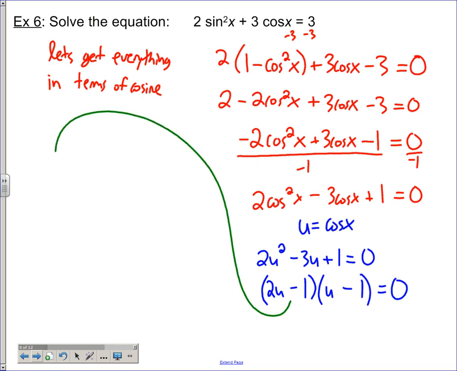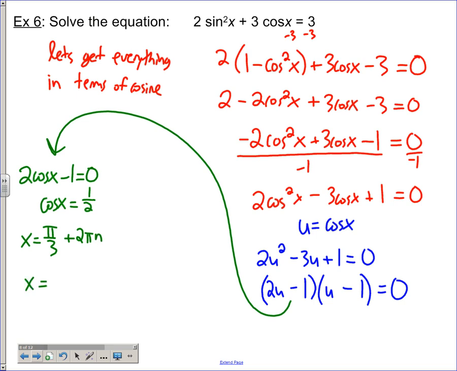I'm going to draw my work over to here. So the first one is 2 cosine x minus 1 equals 0. Cosine of x is equal to positive 1/2. And that would give us x equals pi over 3 plus 2 pi n, and x equals 5 pi over 3.